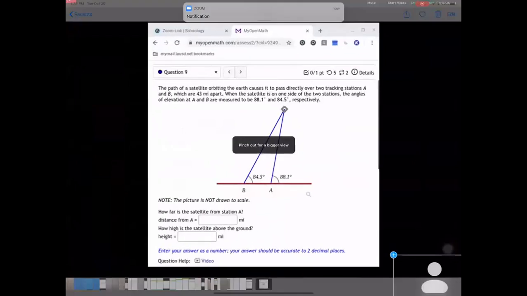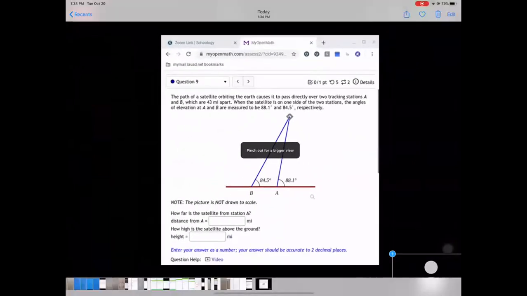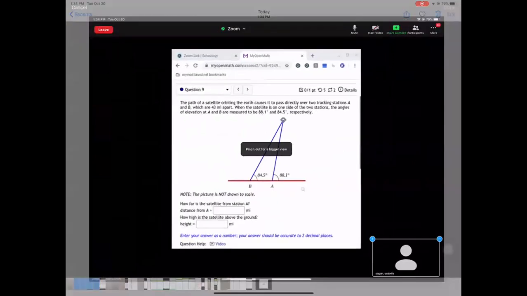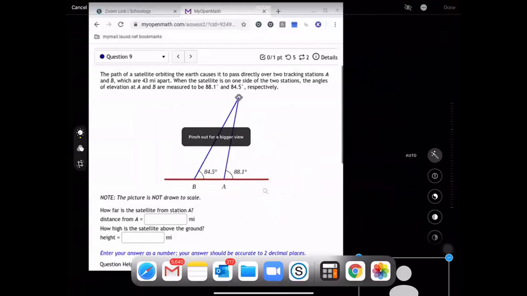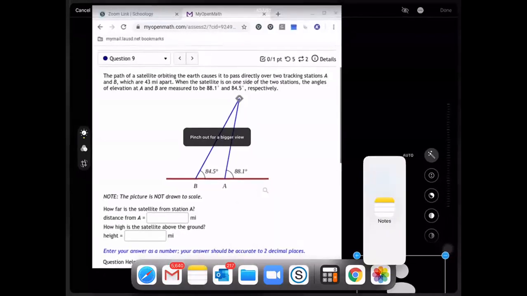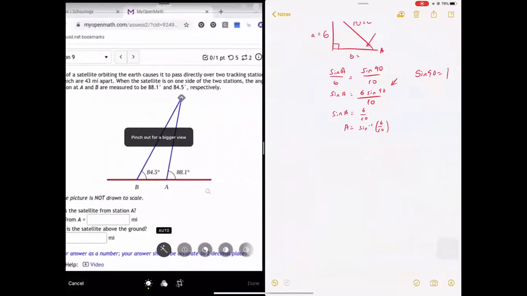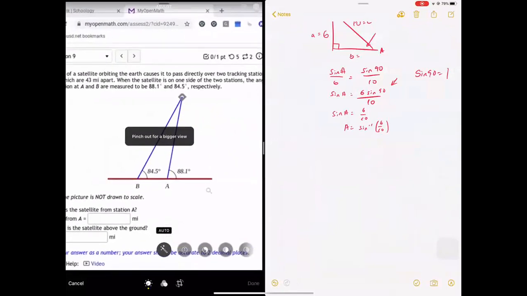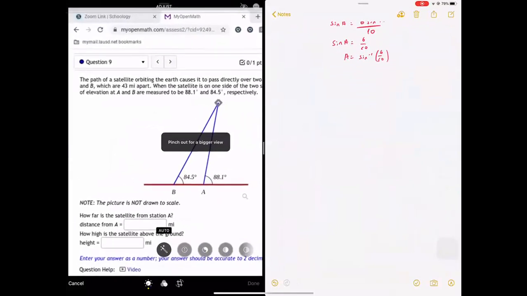Okay, so for this problem, I picked it on purpose because it looks hard, but it really isn't that bad. It's a bunch of words. But the thing is, for this problem, they drew the triangle out for you. So they told us one main thing here.